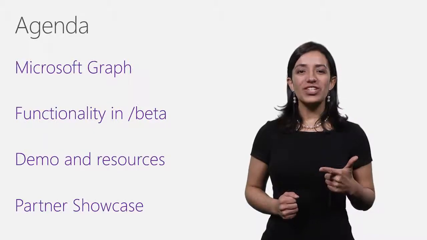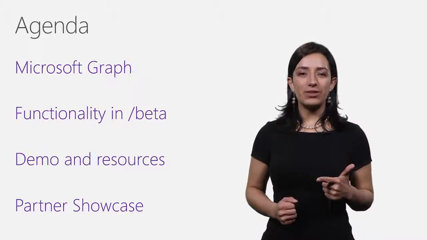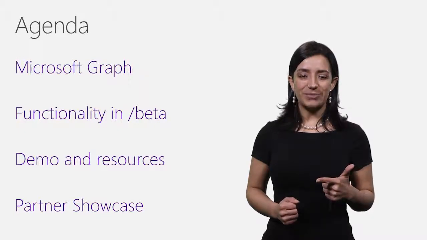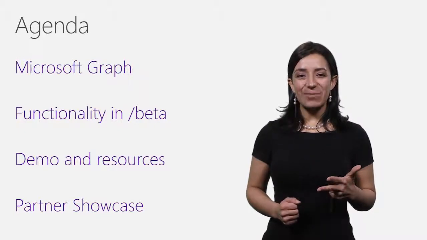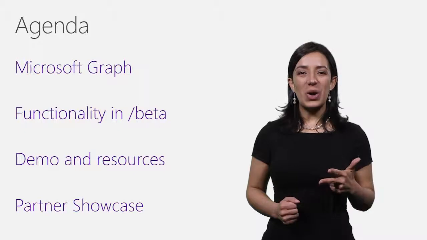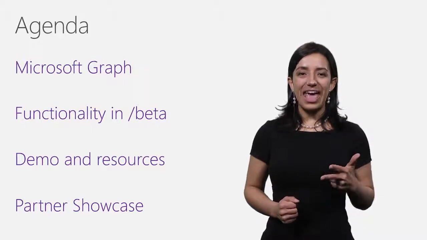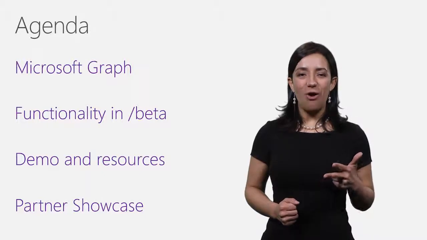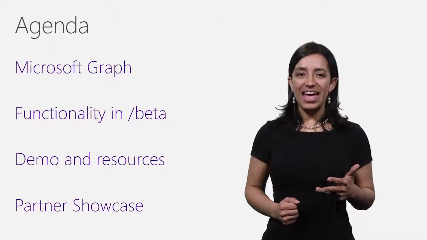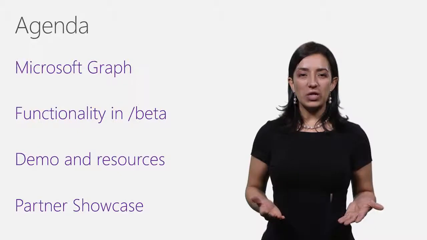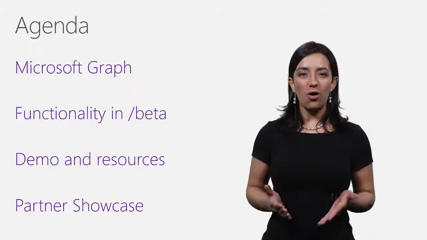2. What functionality is available as part of the Microsoft Graph API beta endpoint. 3. You will see a demo and get pointers to where you can go and learn more about the Microsoft Graph, get code samples, and start taking advantage of it in your own applications. At the end, I will leave you with a quick showcase of one of our partners who's already taking advantage of the API.